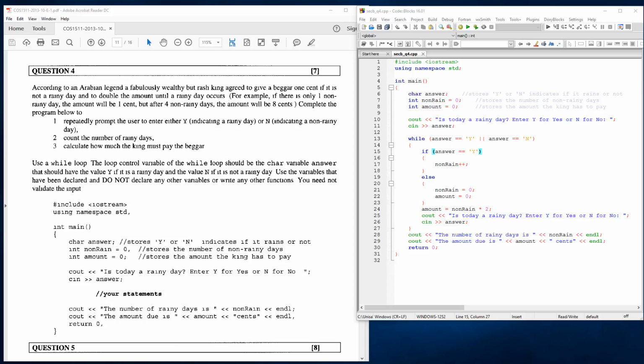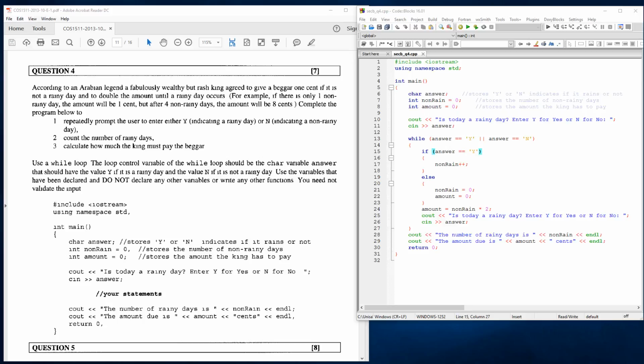The loop control variable of the while loop should be the char variable answer, which should have the value y if it is a rainy day, and the value n if it is not a rainy day. Use the variables that have been declared and do not declare any other variables or write any other functions. You need not validate the input.